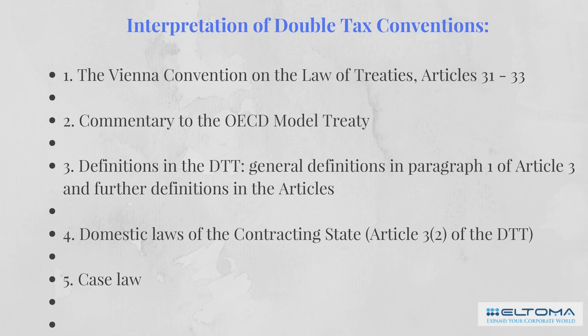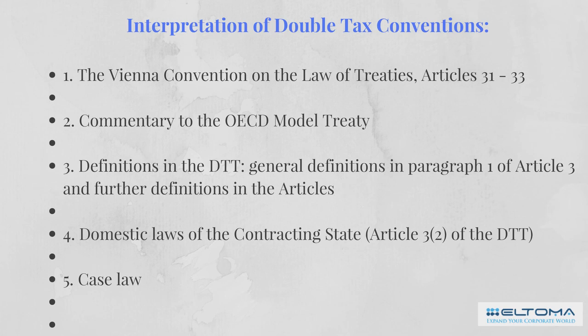Okay, and finally, we're going to talk about the interpretation of double tax convention. Double tax conventions, how they should be interpreted. The Vienna Convention on the Law of Treaties is a United Nations treaty which, although adopted in 1969, entered into force only in 1980. Articles 31 to 33 of the Vienna Convention are particularly relevant. Most countries, with a notable exception of the United States, have signed the Vienna Convention.